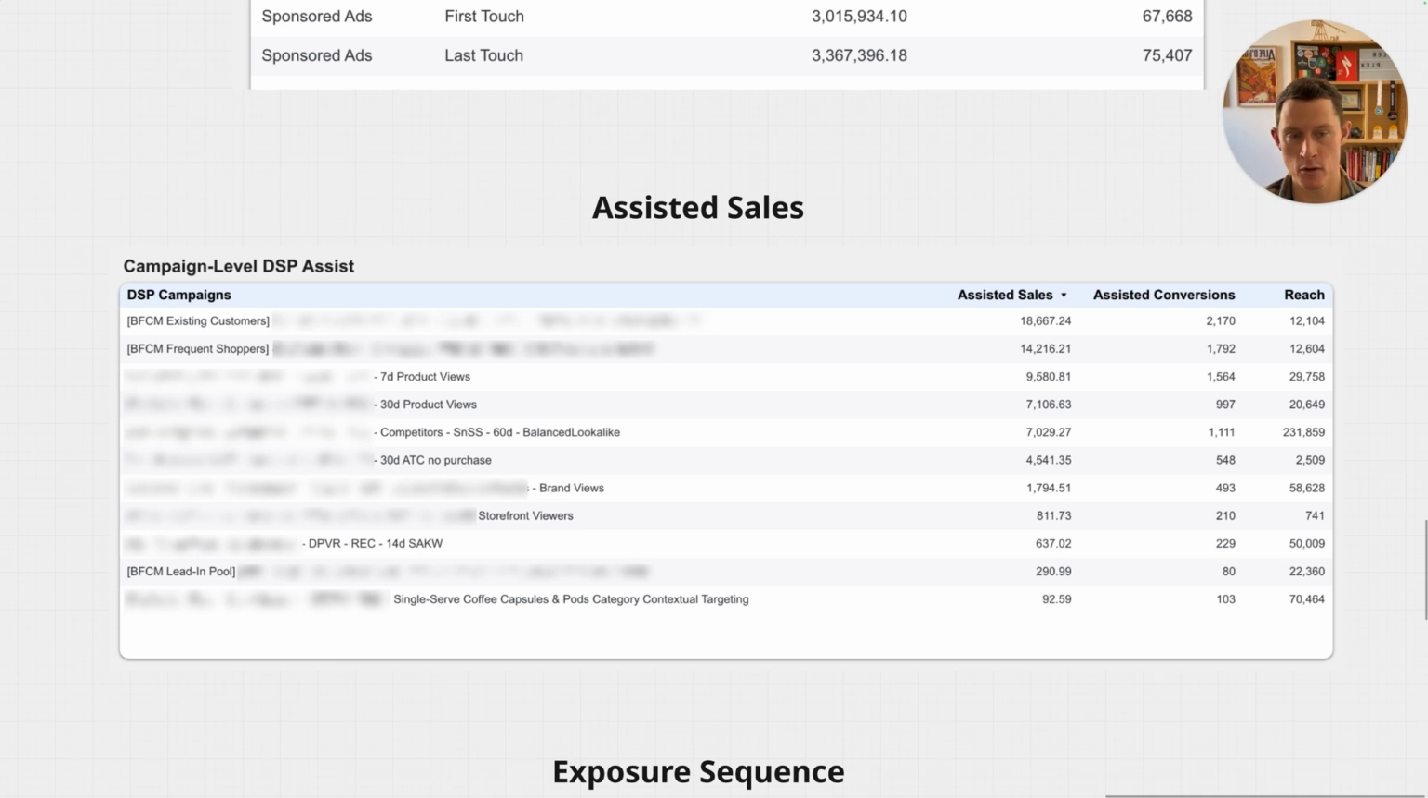Those would have a very small amount of assisted sales because they're simply higher up the funnel and they are targeting people that are at the beginning of the journey, not so much towards the end. You would expect to see that more with the retargeting and lower funnel ones.